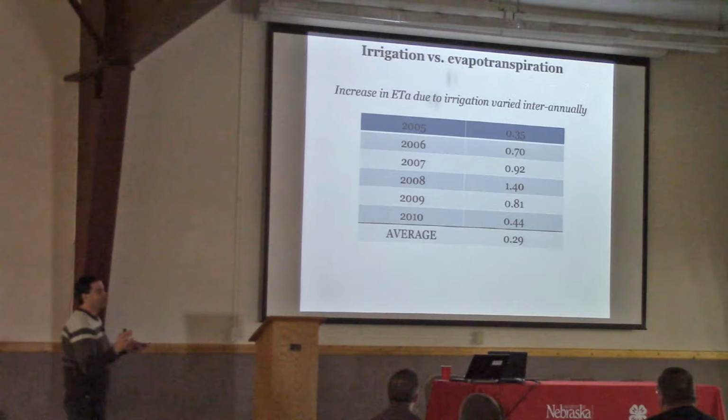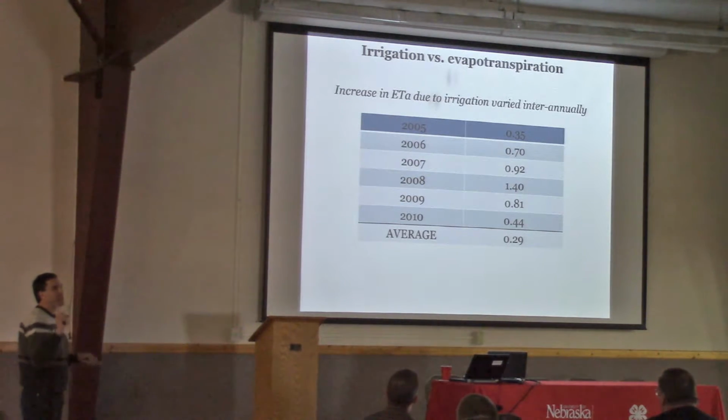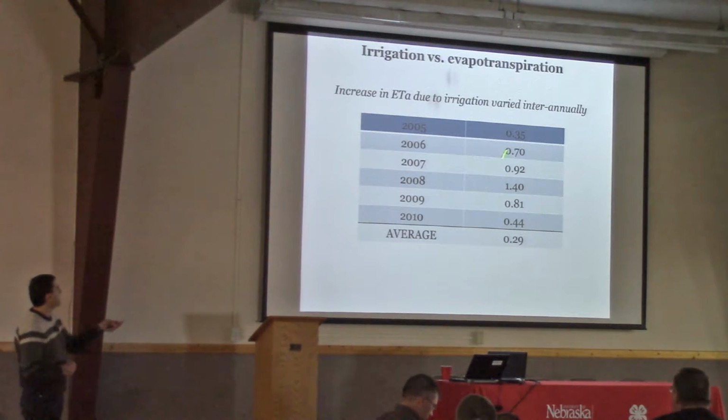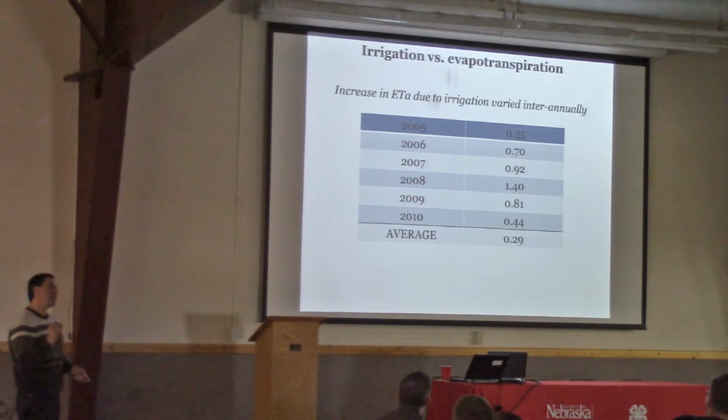On average, in 2005, 1 inch increase in irrigation resulted in 35 hundredths of an inch increase in ET. And then 70 hundredths in 2006, and then 90 hundredths increase in ET in 2007, 1.4 inch increase in ET per 1 inch increase in irrigation. Why is that? How come ET becomes more than 1 inch of irrigation?